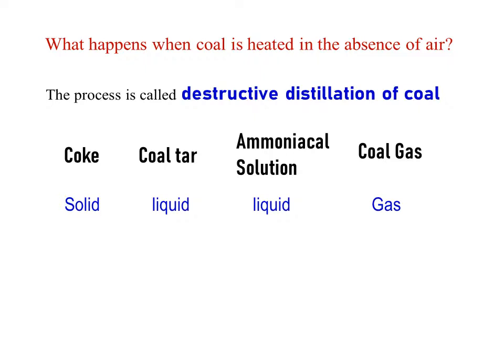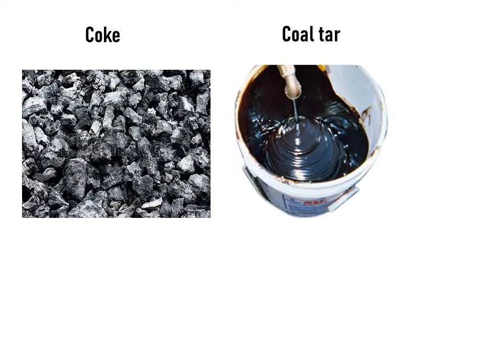Of this, the substance coke is basically of two types: hard coke and soft coke. You need to look at how coke and coal tar look. Coke looks like this. It's a very solid, coal-like substance. Coke looks almost like coal, but much lighter than coal. And this is coal tar.